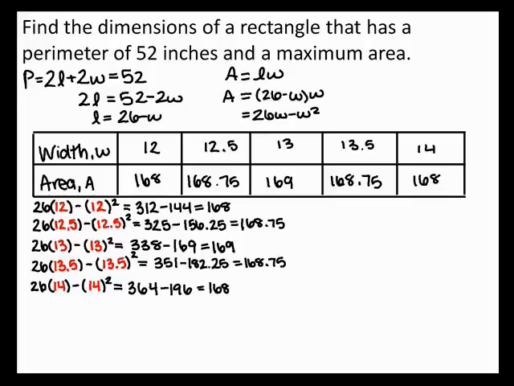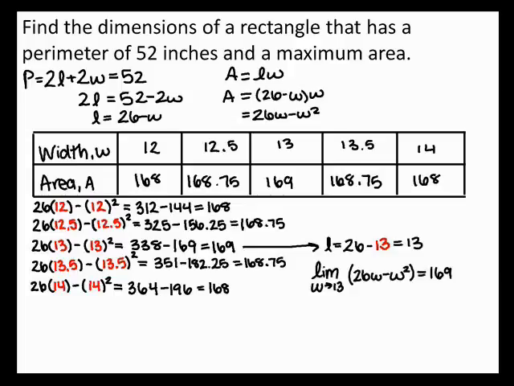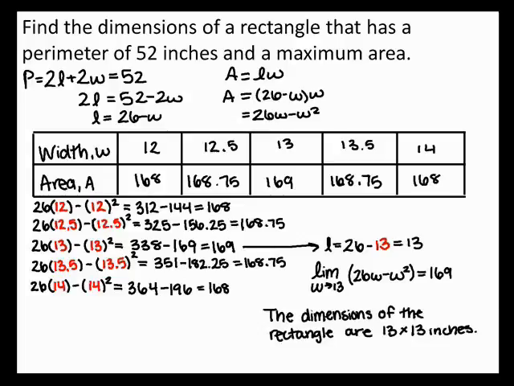Because 13 produced the largest area, you know that the width of the rectangle is 13. Substitute 13 in for W in the length equation. Simplify 26 minus 13. You find that the length is equal to 13. You can say that the limit of 26W minus W squared as W approaches 13 is 169. The dimensions of the rectangle are 13 by 13 inches.